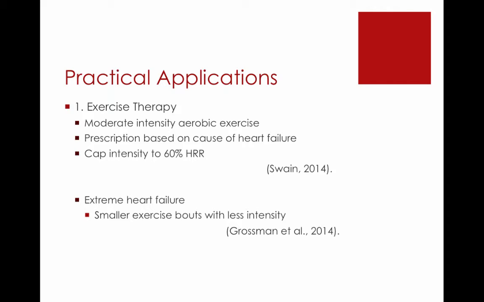So according to Swain, moderate intensity aerobic exercise is a proven intervention to assist in exercise tolerance. But this prescription of exercise is dependent on the etiology of heart failure. So as a guide, it is recommended that they cap the intensity to 60% of the heart rate reserve. And generally, people with extreme heart failure are recommended to exercise in smaller bouts with less intensity.